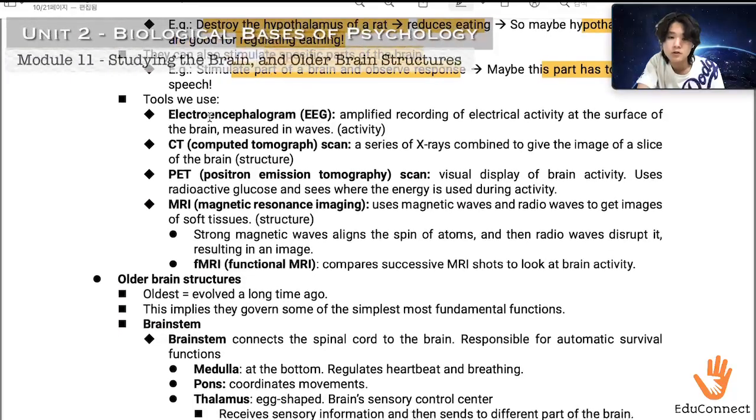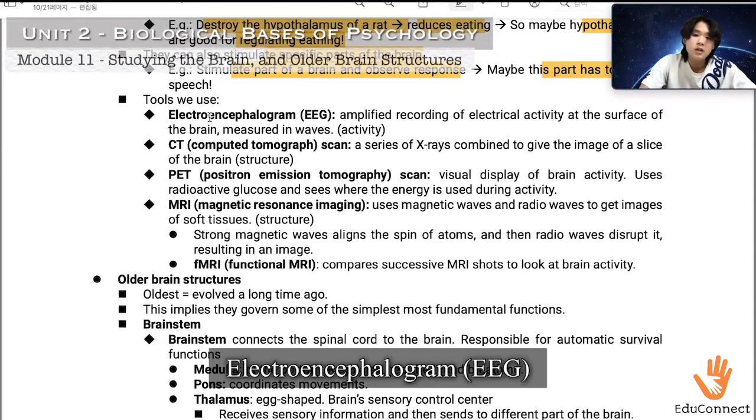And a tool that we use for these kinds of activities is called the electroencephalogram, but you only need to remember the EEG part. It's called the EEG. On the test, they're going to say EEG. So just remember EEG. It is an amplified recording of electrical activity at the surface of the brain, measured in waves.